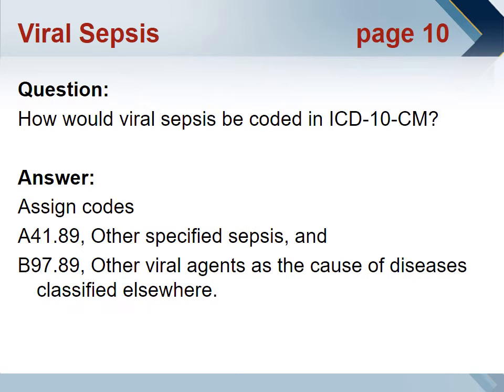The very first question: how would viral sepsis be coded in ICD-10? And the answer is, as we discussed previously, A41.89, other specified sepsis, and B97.89, other viral agents as the cause of diseases elsewhere classified, to help us identify the organism as being a virus, because A41.89, as you know, is other specified sepsis and not specifically a code for a viral sepsis.